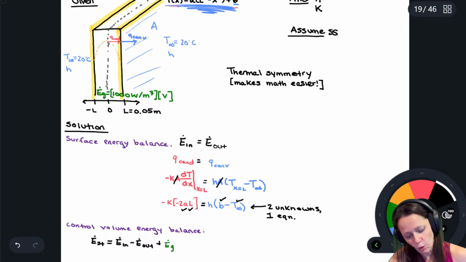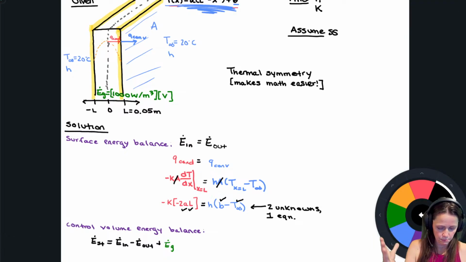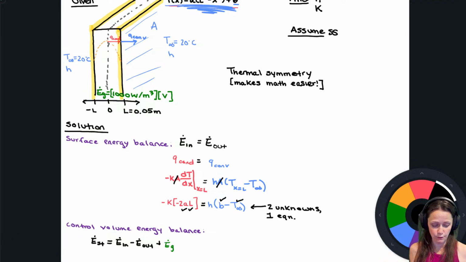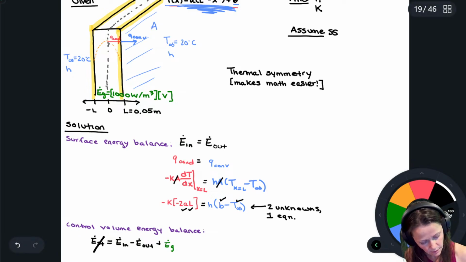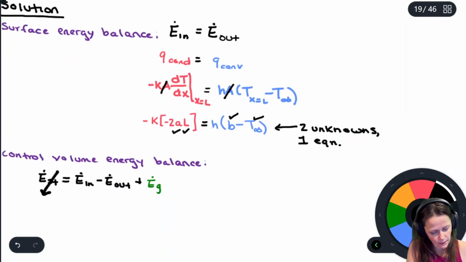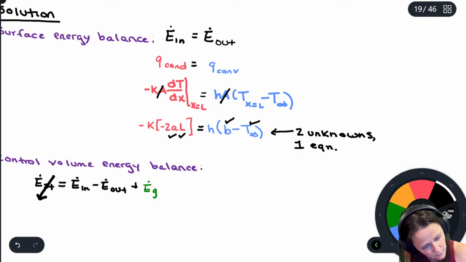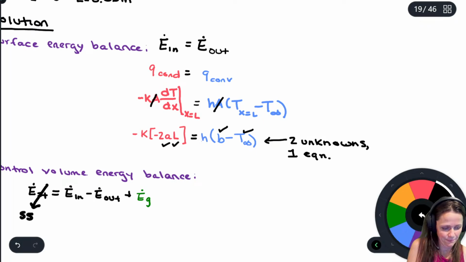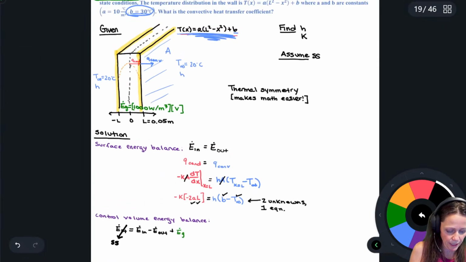So it's this whole thing right there, that whole control volume. They did tell me that it's steady state, so I can at least get rid of that first term. So this guy's steady state. Okay, so that term goes away.